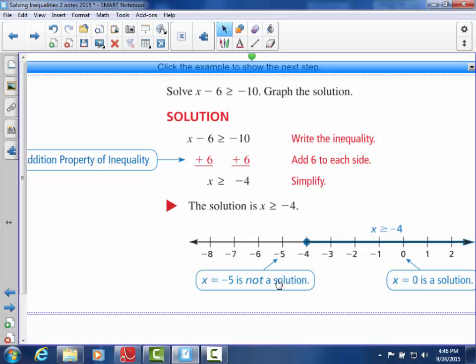So a graph of that would be, we have our colored in circle at negative 4 because of the equals to. The numbers to the right are where the greater are, okay? And so this would be our graph. Another thing we talked about is you can actually put some numbers to it. Negative 5 is not greater than negative 4, so we wouldn't shade in this direction. 0 is greater than negative 4, so we could put 0 in this direction.